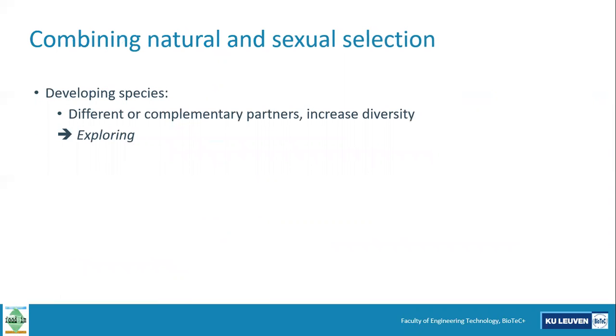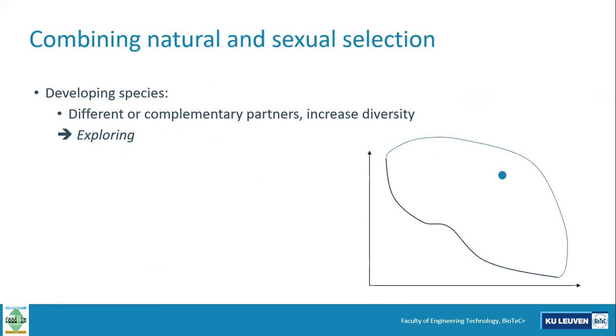Moreover, we see that evolving species change their partner preferences over time. Species that are fairly new and that are still establishing their own traits often regard different or complementary partners as the more attractive ones. They go into explore mode, and during the optimization of a problem, in the early stages of the optimization process, we also want solutions to diversify and explore the feasible space so that we can discover the full length of the Pareto front.